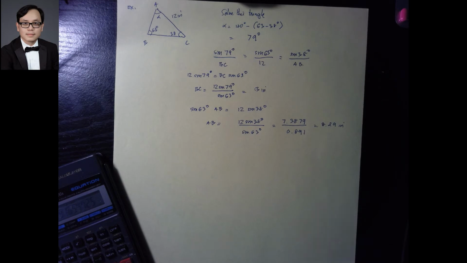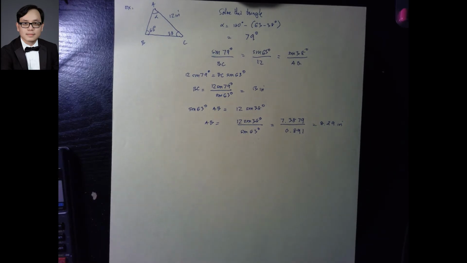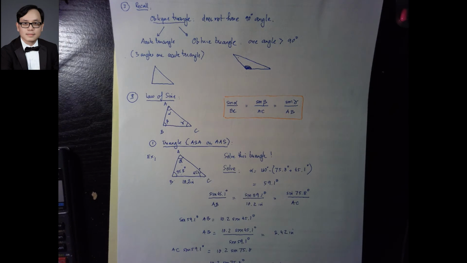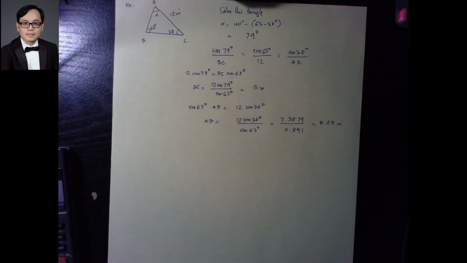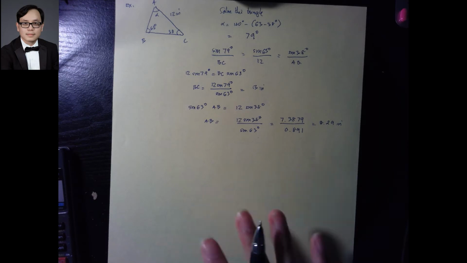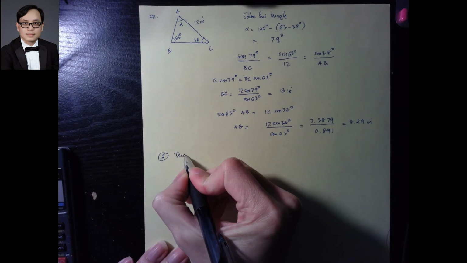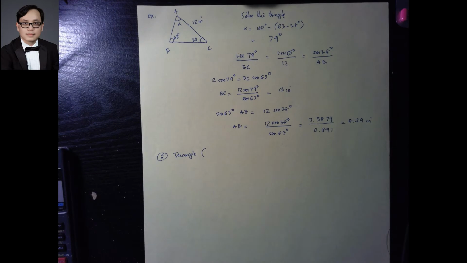We're done solving the triangle. So you see that if it's angle-side-angle, or angle-angle-side, then we just apply the law of sines directly. Okay. How about when we're in the second case? The second case is a triangle when they are given side-side-angle.